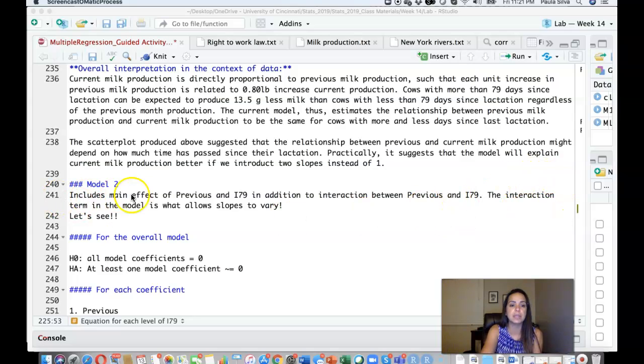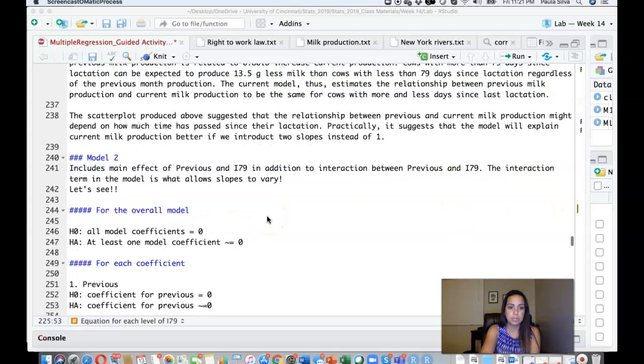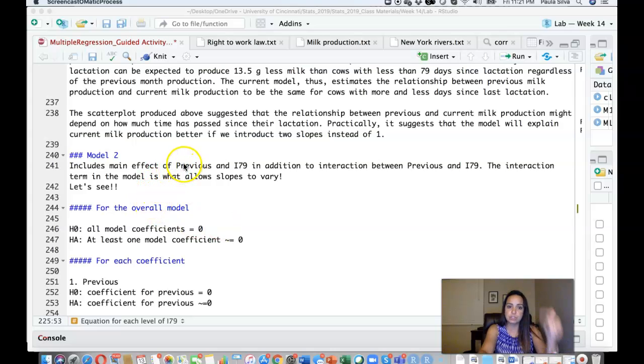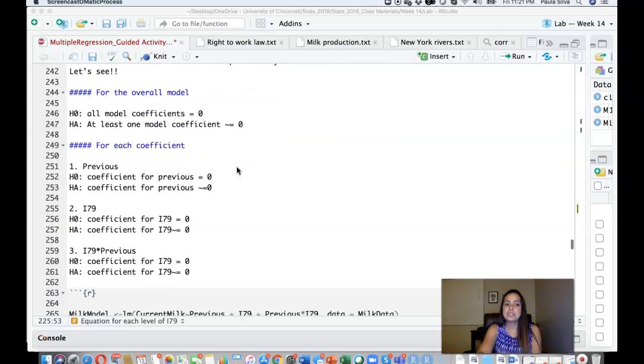So the interaction term in the model is what allows slopes to vary. We'll include the effect of previous, the effect of I79, and a multiplication between the two, an interaction between the two. Same thing for the overall model: all coefficients in the model equal 0. All of the effects, the main effects and the interaction, are all 0. The alternative hypothesis is that the model will be statistically significant if at least one of the model coefficients is significant. That is, if at least one of the terms in the model is helping us predict current milk production.